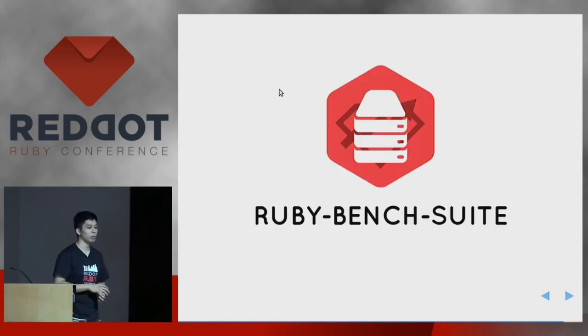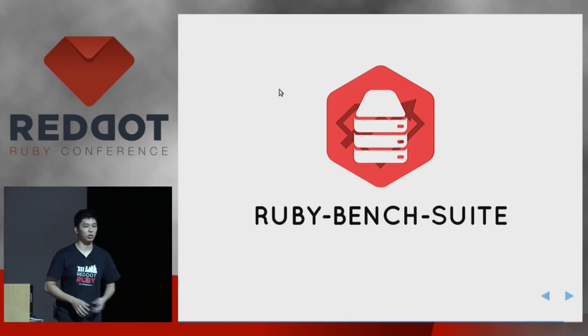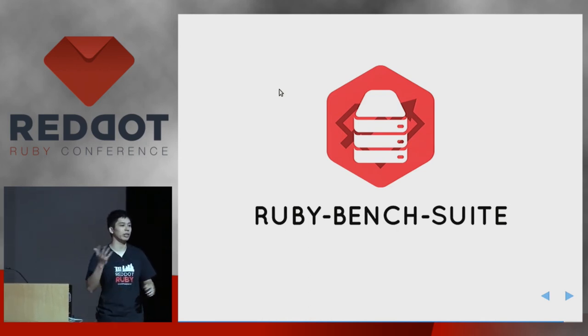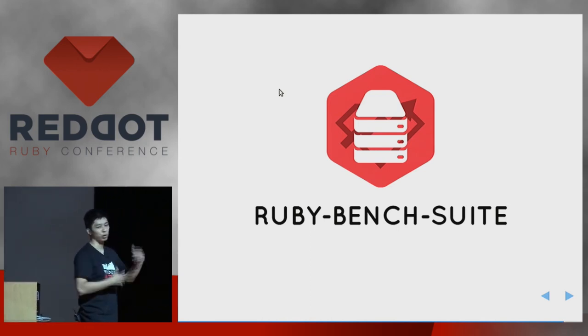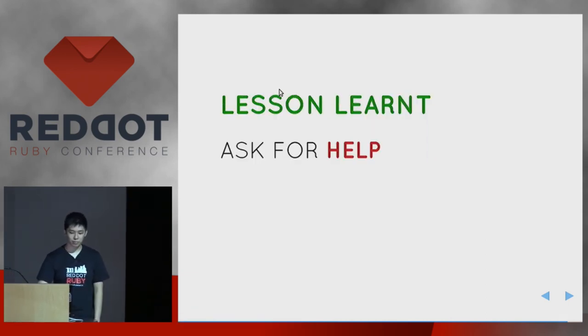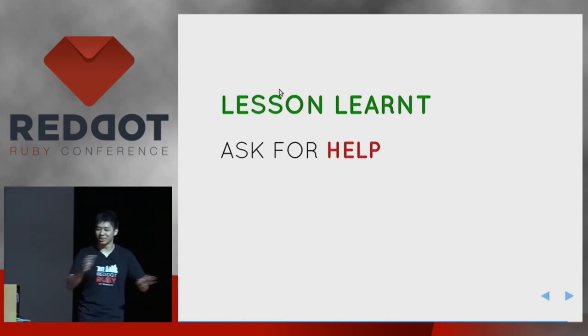And finally, we have the Ruby Bench Suite. It's basically all the benchmarks. We store them in a repository. So if any one of you wants to contribute a new benchmark, you can just push to it, and then it will automatically be run and then uploaded. The results will be on Ruby Bench, the site. So the lesson learned was also to ask for help. Now you're starting to get a picture that I actually didn't do much. I just keep asking people for help.